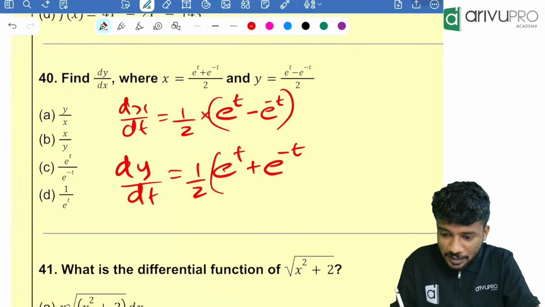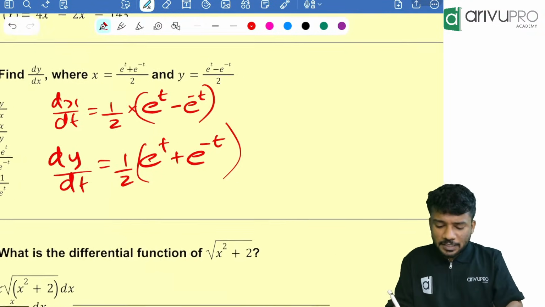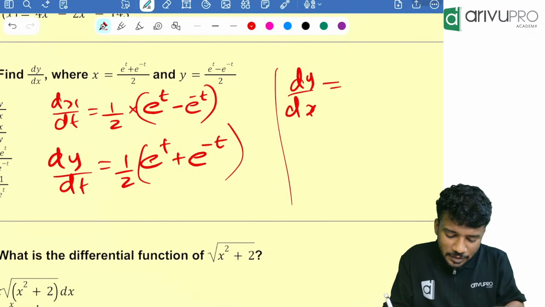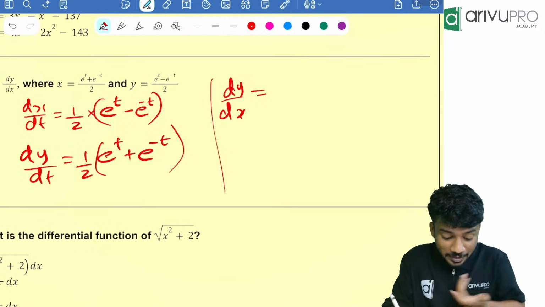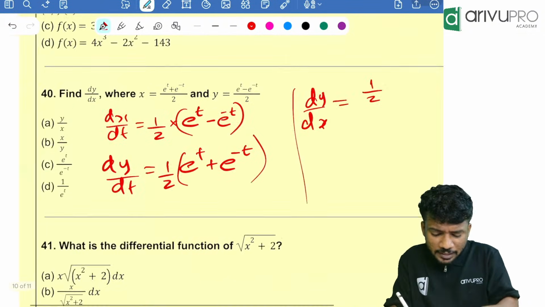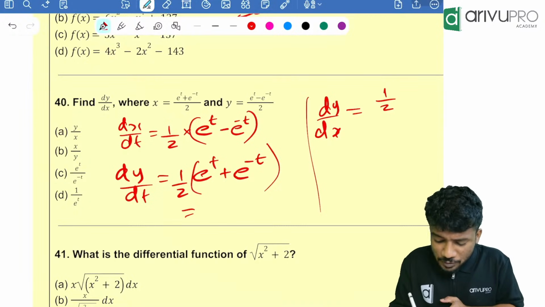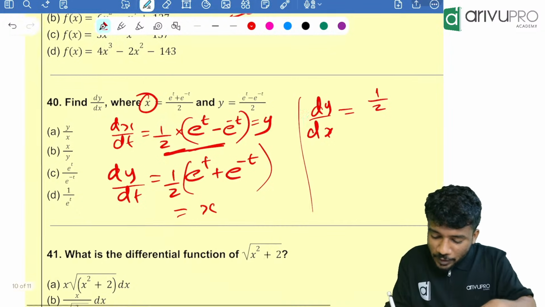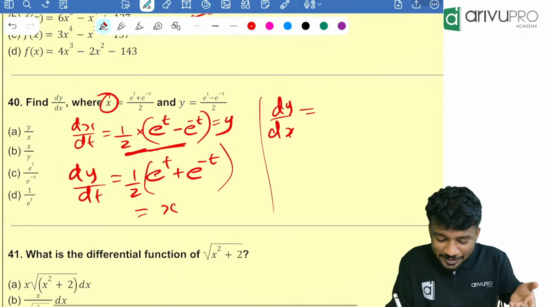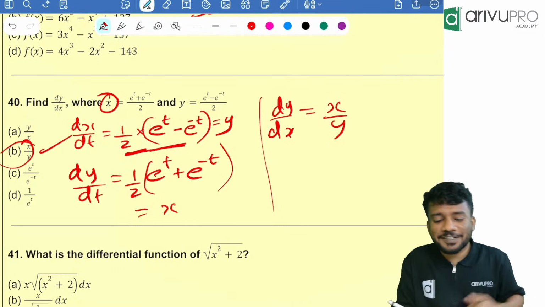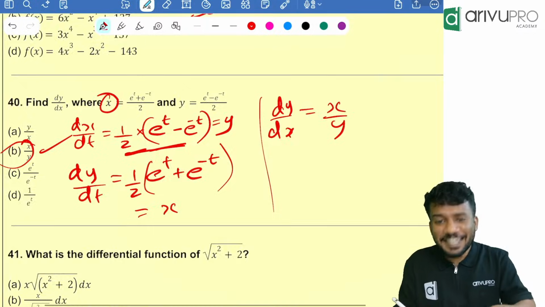Everything is fine now? So people, everything is there. Now you need to find dy by dx. Dy by dx is nothing but 1 by 2 into e raised to t minus e raised to minus t, which is nothing but x, over this, which is nothing but y. So I can directly write dy by dx is nothing but x by y. Option B is your answer. Got the logic? Very easy question.